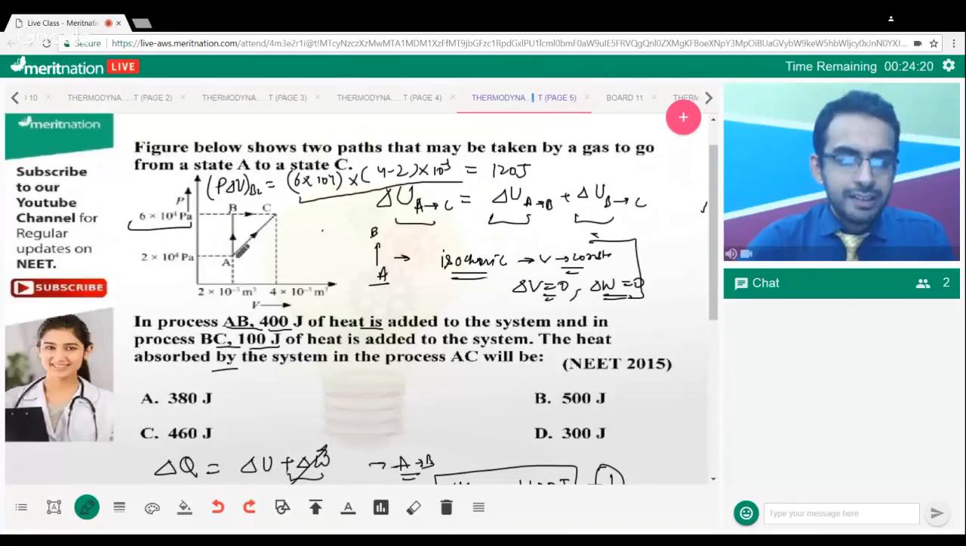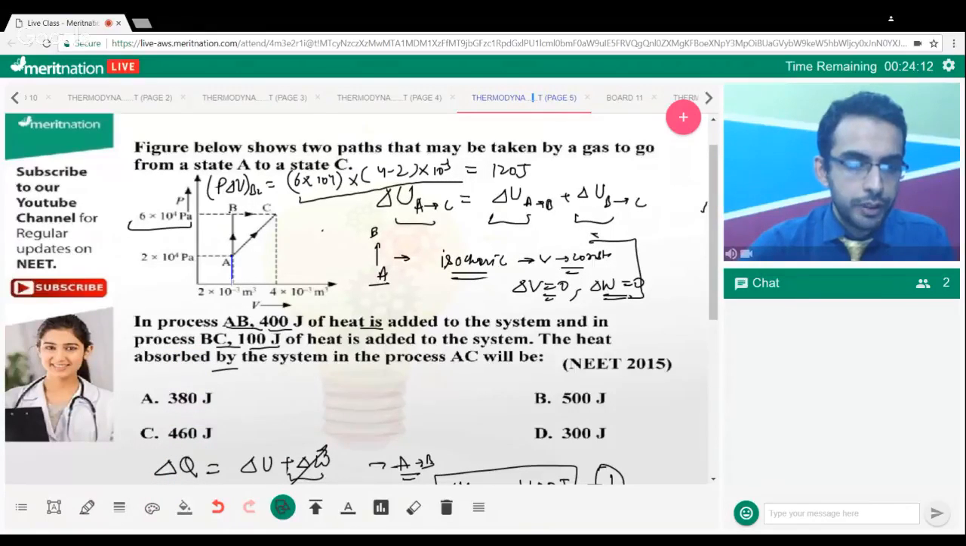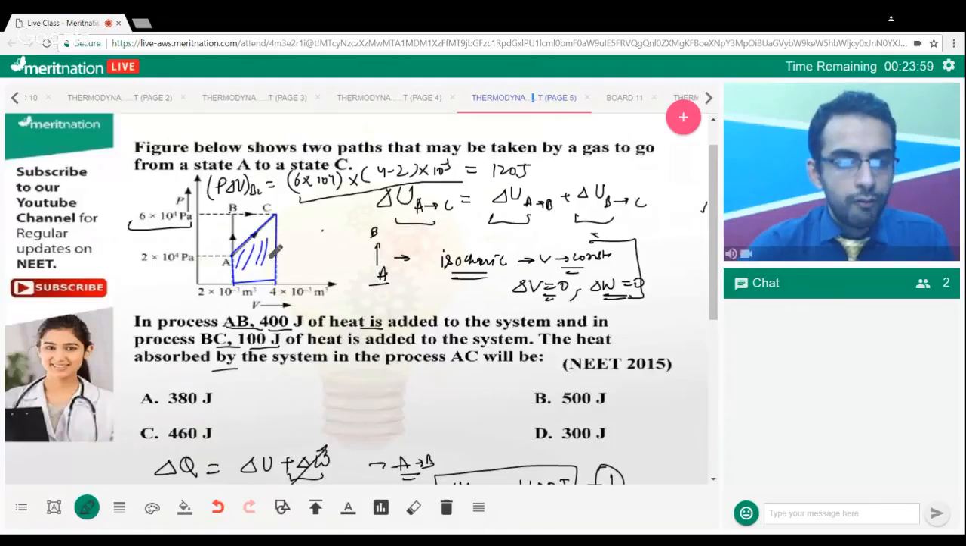For the process AC, you can find the work done by simply calculating the area of this trapezium that I'm showing right now. Find the area of this trapezium. That's the area under the PV curve. You'll get the value of work done for process AC.